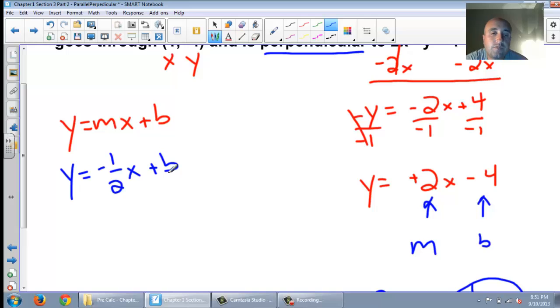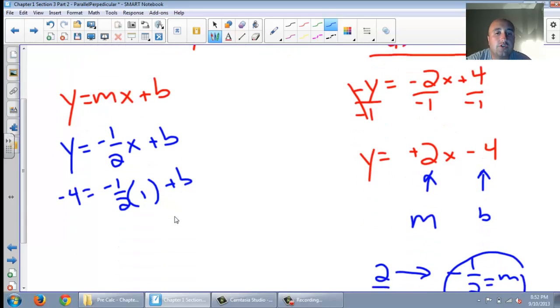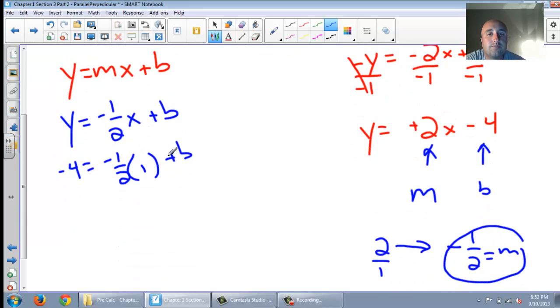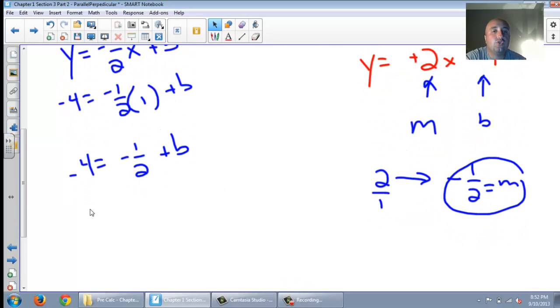Now lastly, we need to use the other piece of information they give us, which is our point (1, -4). We're going to plug in 1 for x and -4 for y. So -4 equals -1/2 times 1 plus b. We're going to solve for our remaining variable, b. So -4 equals -1/2 plus b. How do I get -1/2 onto the other side? I have to add 1/2 to both sides.